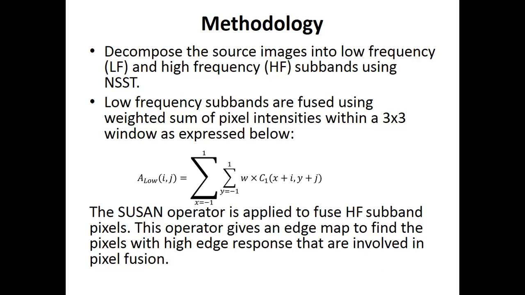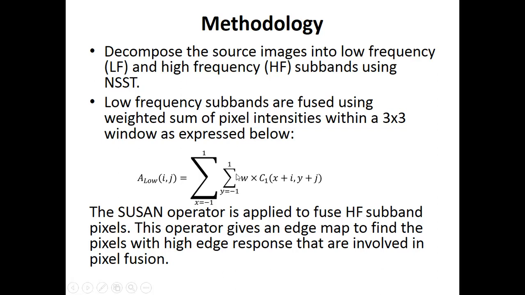This is done for the faster production of the fused image. Then after decomposition of the images, the next step is to fuse the low frequency subband images and to fuse the high frequency subband images. Low frequency subband images are fused using the weighted sum of the pixel intensities within a 3x3 window, and this is expressed using the formula given by this equation. A_low is equal to this. What is this A_low? A_low is the activity measure of the low frequency subband coefficient.